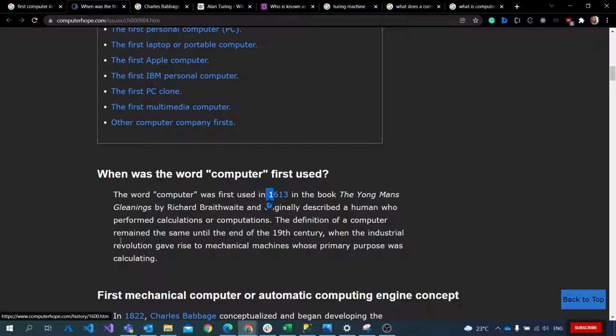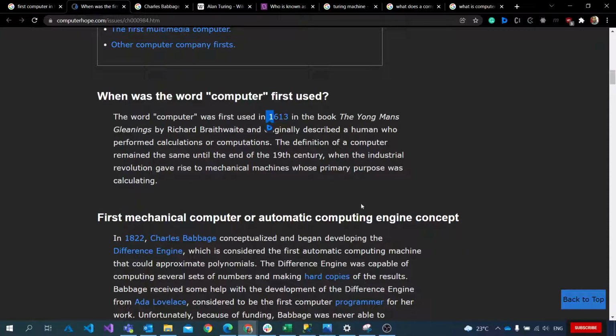When they talk about the word computer, when was it introduced? Actually, it was introduced in 1913 in a book, apparently, that was written by Richard Bainwaiter. So that was way back in the days when you think about it, 1613 versus where we are now, right now at year 2022. So that's far back.